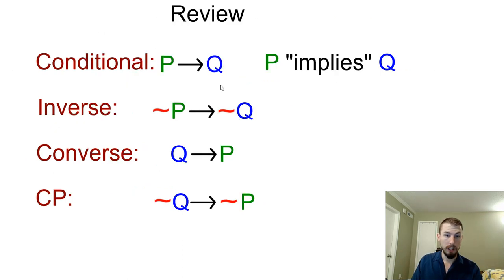So let me review real quick. The conditional is just P implies Q. It's in the regular order. If P, then Q. P implies Q, right? The inverse, we just negate it. So if not P, then not Q. The converse, like shoes on the wrong feet, we switch the order. So Q and P now instead of P and Q. And then the contrapositive is the longest one. We do both the converse and the inverse. So that's going to be not Q implies not P.